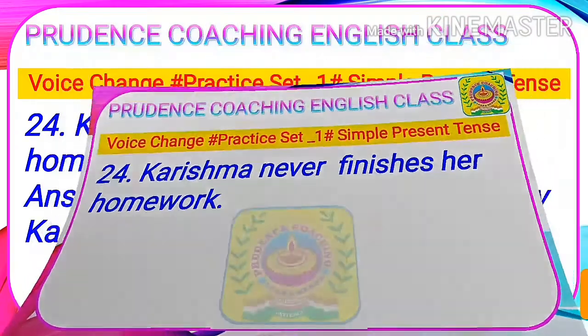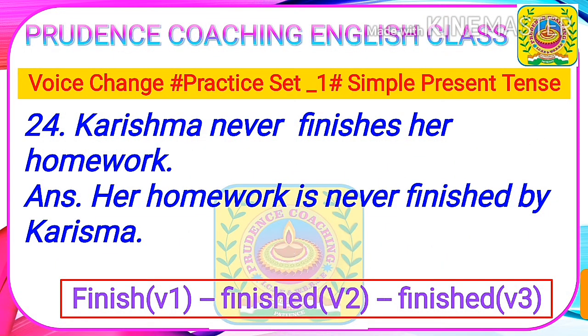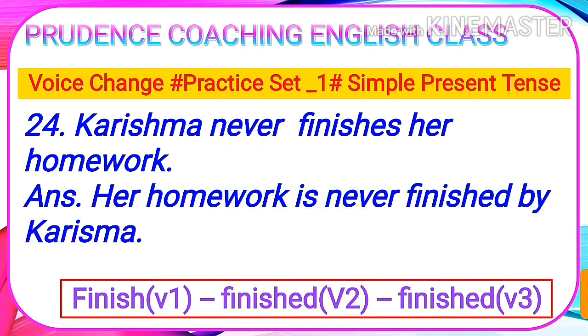Here, as you can see, Karishma is the doer of the action and the subject. So, the statement is in active voice. After that, we have never, which is the adverb. Finishes is the verb. Her homework is the object. First, we need to swap the subject and object. So, Karishma will be our object in the passive voice, and her homework, which was the object in active voice, will become the subject in the passive voice.